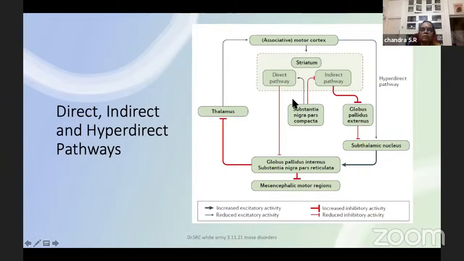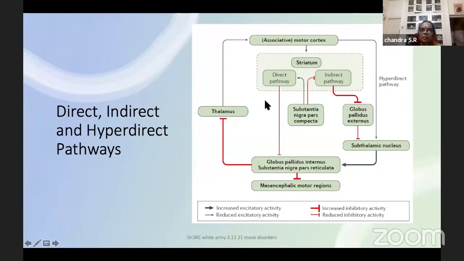The direct pathway is cortico. These are cortex. We have seen what are the structures in the cortex. We know the striatum is the input, so cortico, striato, pallido, thalamo, cortical. That's a direct pathway. In the direct pathway, the globus pallidus is only interna.